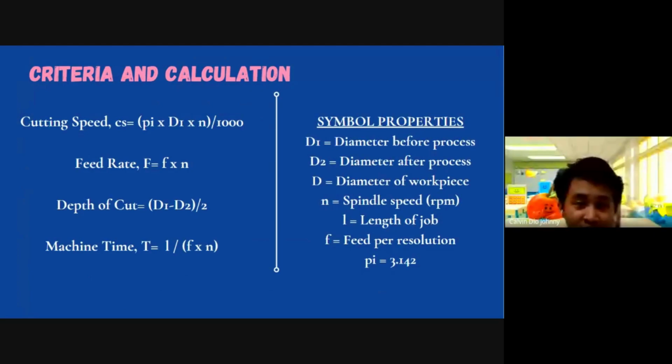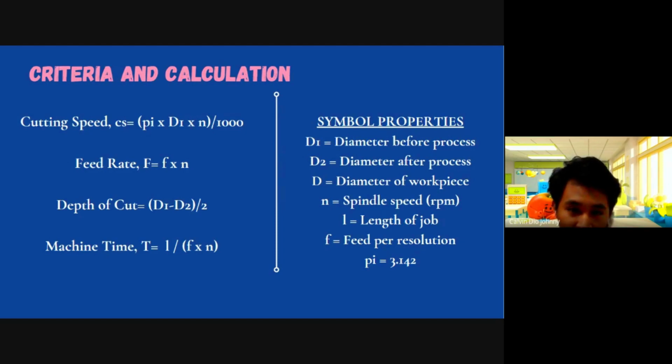Next, we are moving to the criteria and the calculation part. For the criteria of our project, we need to find the cutting speed, the feed rate, the depth of cut, and the machine time. The formula for cutting speed is pi times diameter D1 times the rotational speed, divided by 1000.